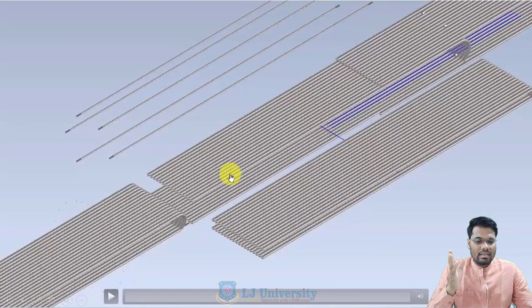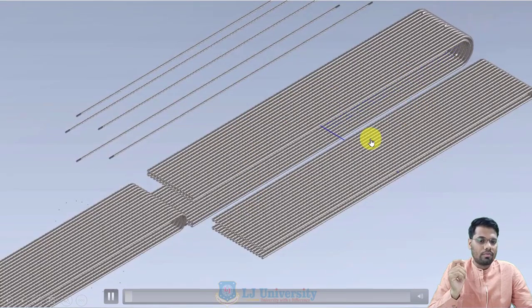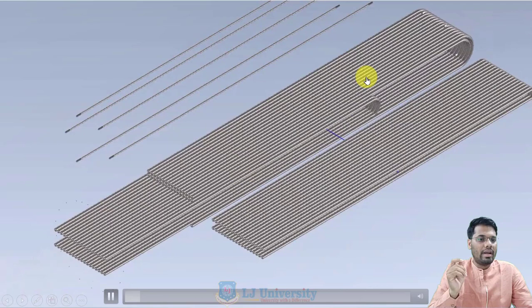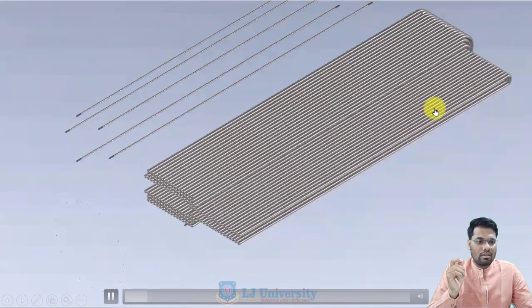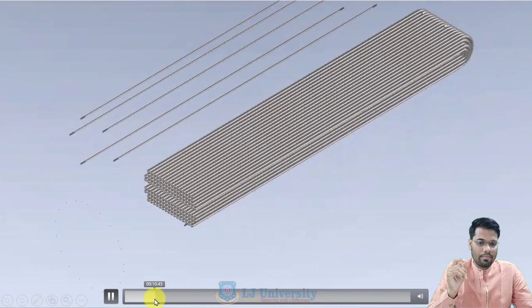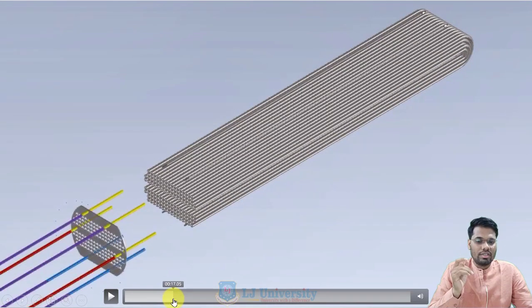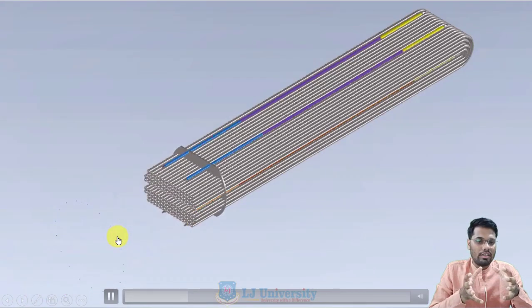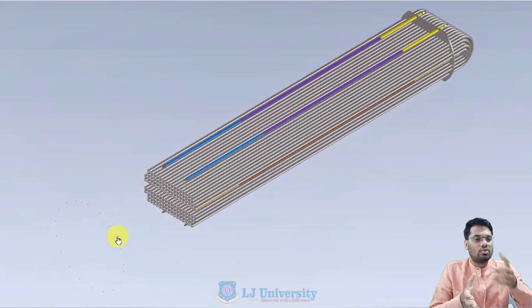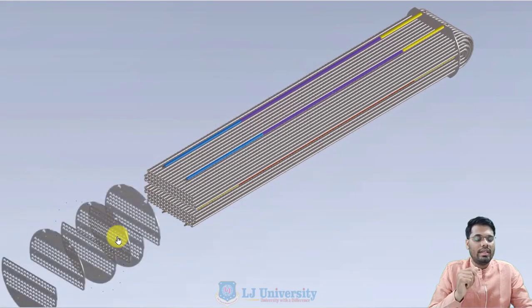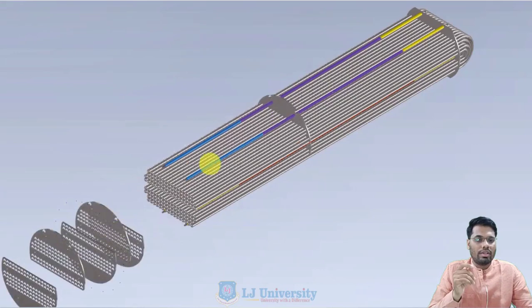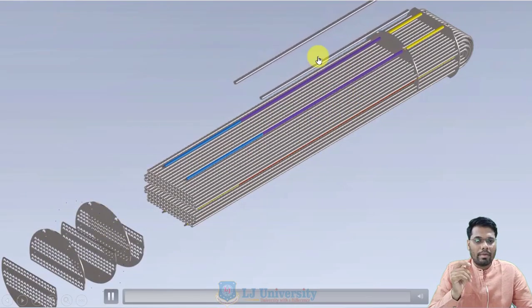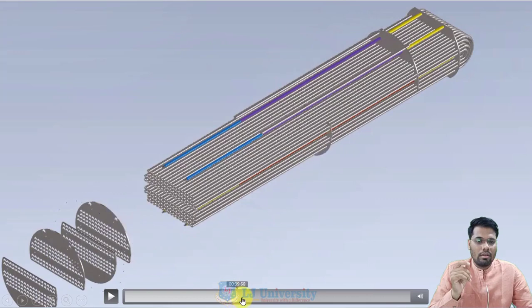Now let's see how different components or parts in a shell and tube heat exchanger are arranged. These are the tube bundles, that is, the number of tubes. These are U-bend tubes which are supported by the tube sheet and separated by the baffles. Here you can see the baffles, whose main purpose is to provide support to the tubes as well as to guide the shell side fluid to flow over the tube surface. A number of baffles are attached to the tube sheets by this supporting rod.